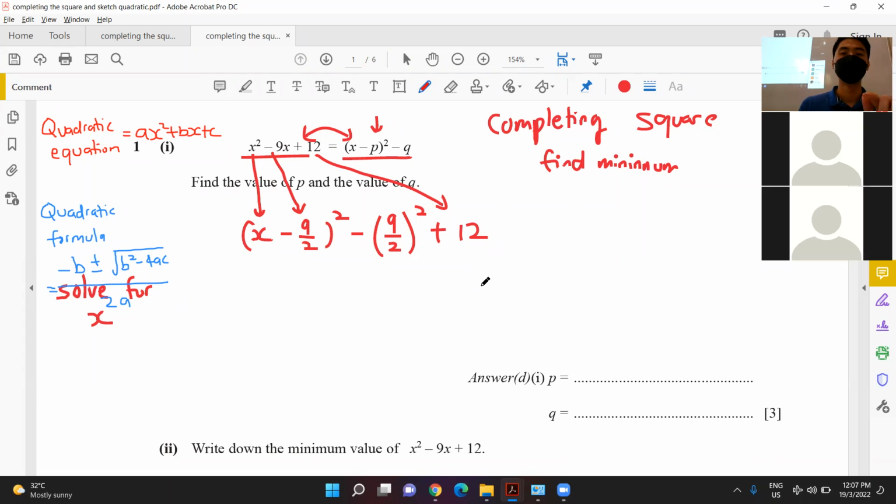Oh, wait, sorry. From here, let's finish simplifying this first. Simplifying this here, x minus 9 over 2, squared. And then this will be simplified: negative 9 over 2, squared, plus 12. Type that into your calculator. Make sure to bracket where needed. This will end up giving you 8 and 1 over 4, minus 8 and 1 over 4, like that.